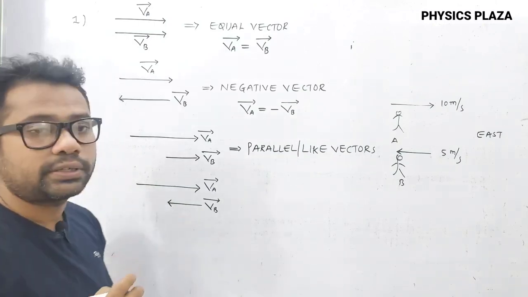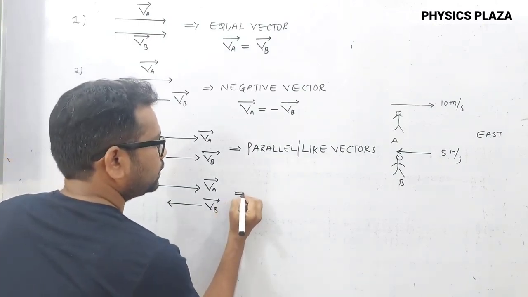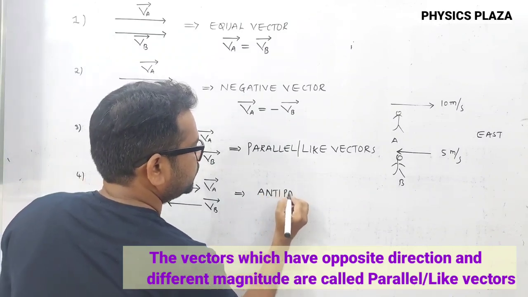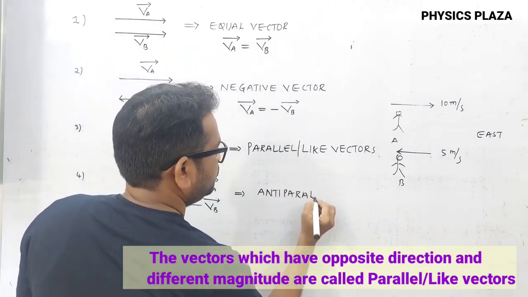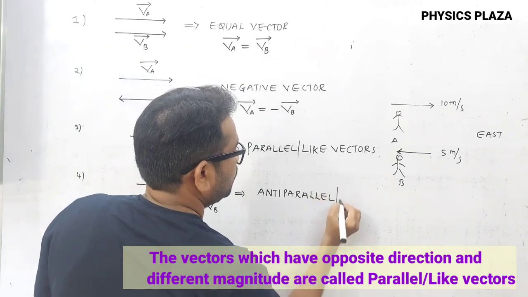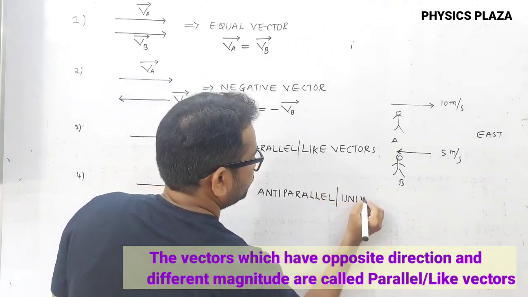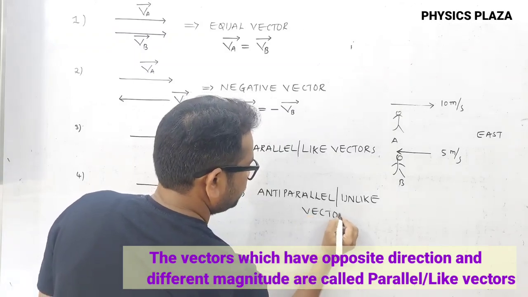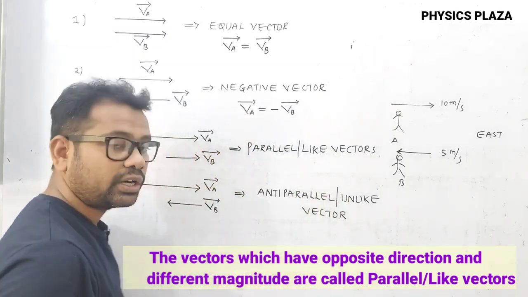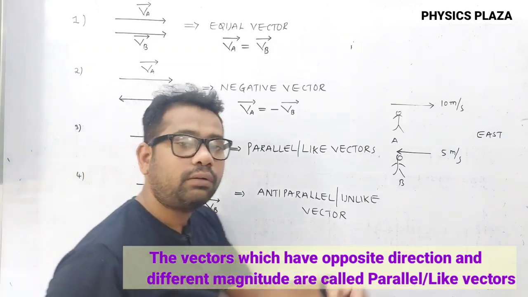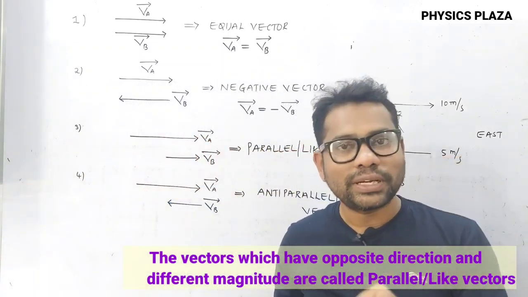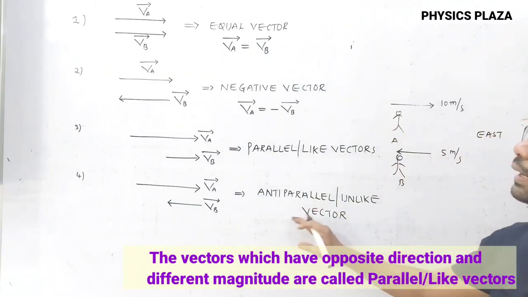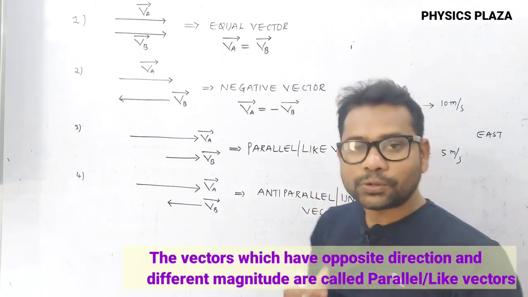Such types of vectors are called anti-parallel vectors or unlike vectors. Very important to understand. So what are unlike vectors, children? The vectors which have different magnitude and opposite direction are called anti-parallel vectors or unlike vectors. Just copy these vectors, so we will proceed.